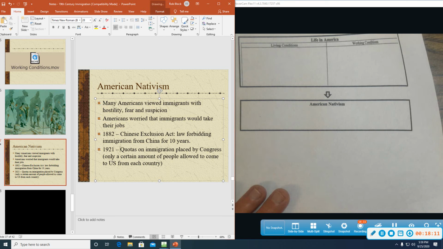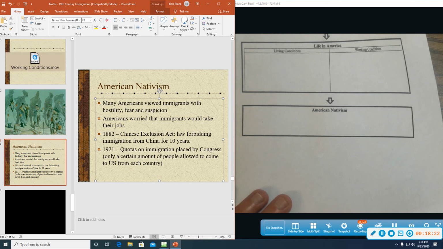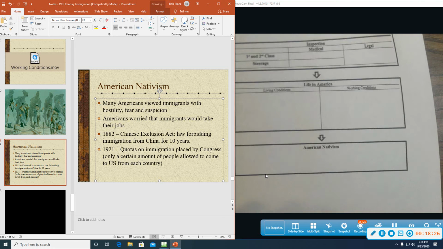Okay, so only a certain amount of people were allowed to come into the U.S. from each country. All right, so that is the quota. That's going to be the Immigration Act of 1921. So write those two things down at the bottom here, and that concludes this lesson.